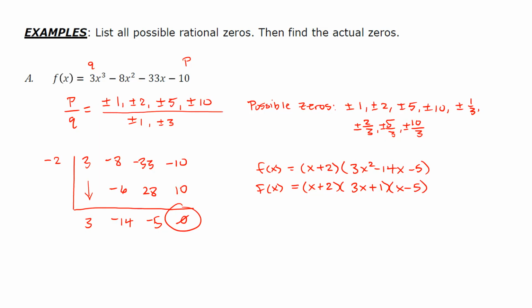Now that it's in factored form, linear factored form, I can now find my zeros, and I do that by setting each of these linear factors equal to 0. Okay? So x plus 2 equals 0, 3x plus 1 equals 0, and x minus 5 equals 0. So x equals -2, x equals -1/3, and x equals 5. So my actual zeros are going to be the values -2, -1/3, and 5.